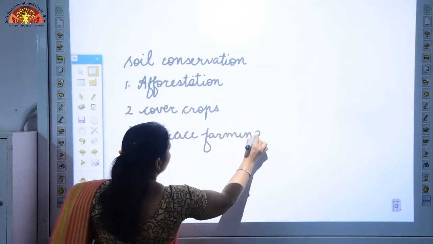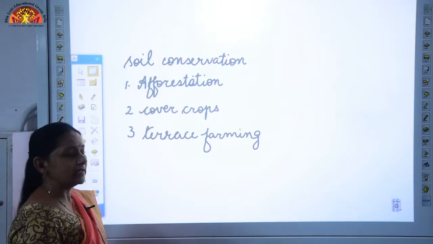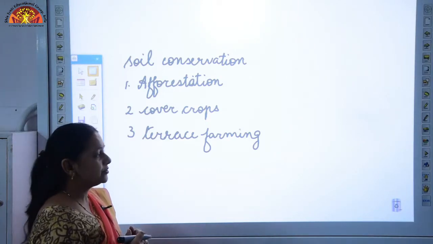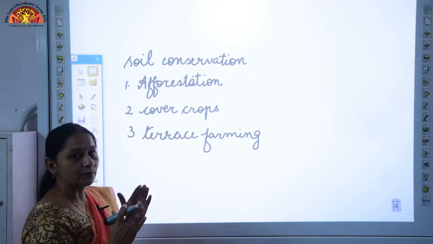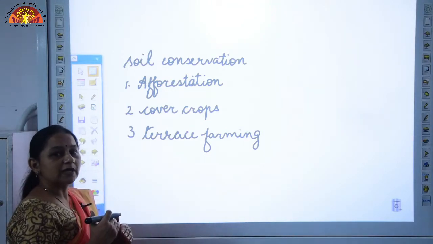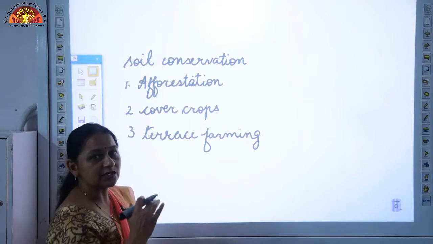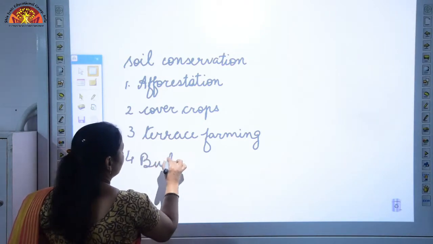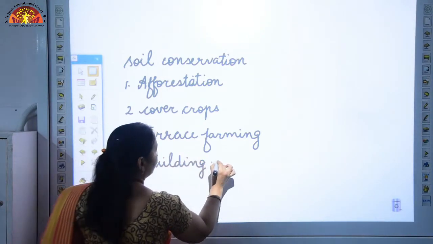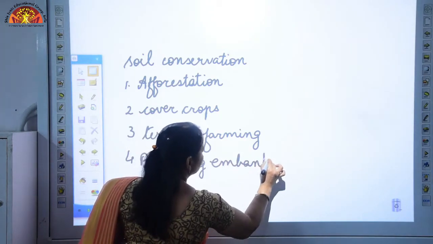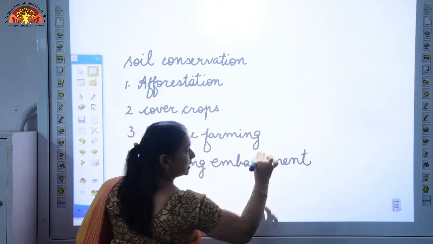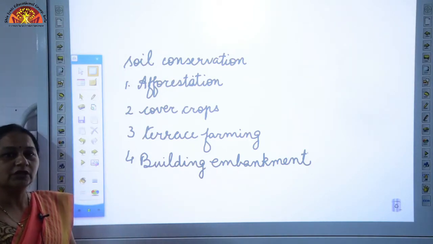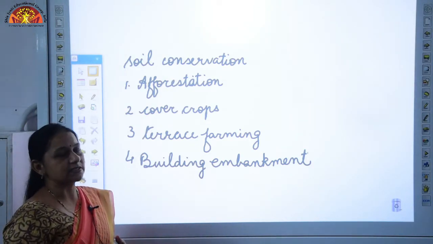Terrace farming means the slopes of hill are cut into steps so that the speed of the water is reduced and soil can be conserved. The amount of soil which is carried away becomes less due to terrace farming when the slopes are cut into steps. And the fourth one is building embankments. Embankments means a small wall which is built near the roadside, river sides, so that the water does not enter into the fields or farms and soil can be conserved in this way.